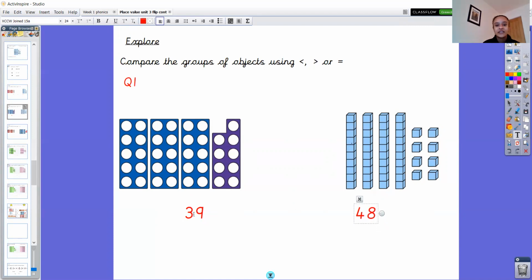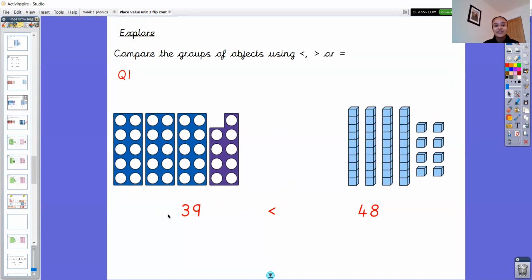We've got 39 on this side. So I want to think about what symbol I'm going to use. So I've got the smaller number here, which means I want the smallest part pointing at the smaller number and the biggest part pointing at the biggest number. And if I look at it with the part that comes first, which is the smallest part, I know this is the less than symbol. Okay, so 39 is less than 48. Can you say that one with me, ready? 39 is less than 48.